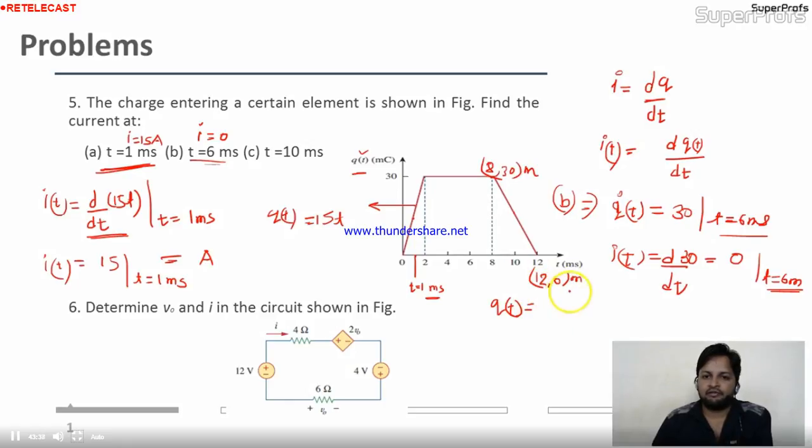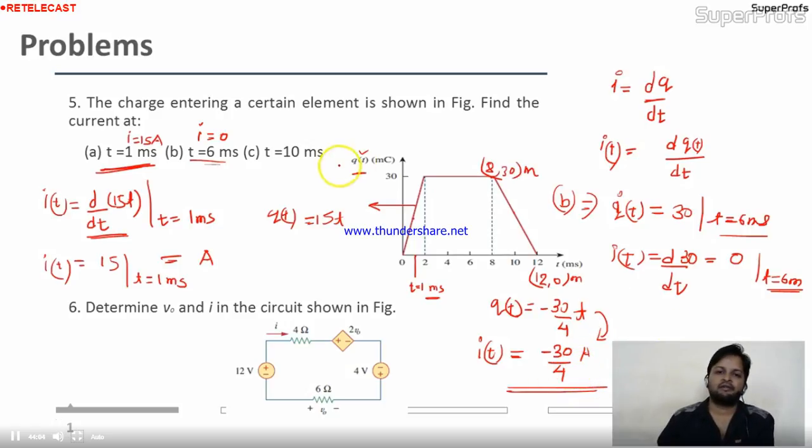So what is the negative slope over here? 30 divided by 4, so minus 30 divided by 4. This is your charge given here in this region. So the current in this region is nothing but minus 30 by 4 ampere. When we differentiate it, this t will be gone and we will have minus 30 by 4 ampere as the current. I hope this one is clear to you.